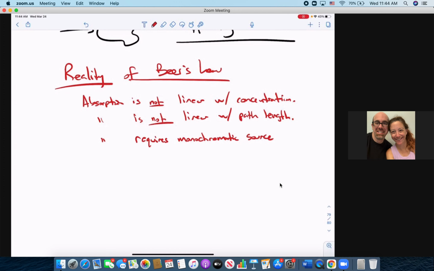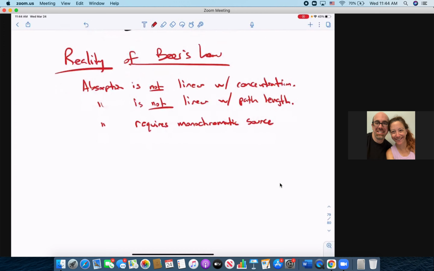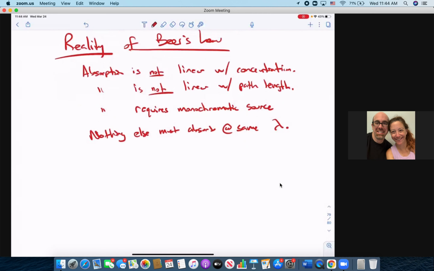And you did it like the dutiful students that you are. Excellent. Nothing else must absorb at that wavelength that you're measuring. That seems kind of intuitive, right? There should be nothing else in the sample that is also absorbing at the wavelength you're trying to measure. Do you know that it is? Unless you make a perfect blank that contains every constituent of your sample except for the analyte, you don't know that, okay? And we measure transmittance, right?